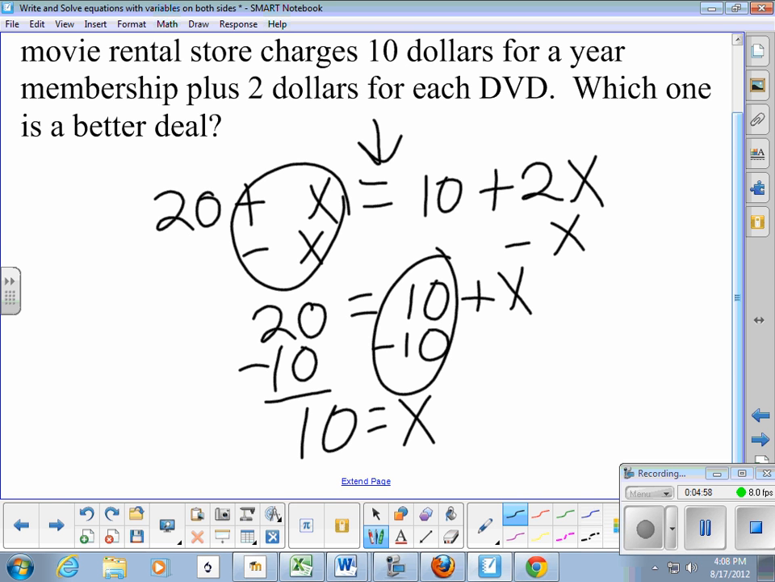If I rent more than that, I'm better off with the $20 plus $1 for each DVD. If I rent less than 10 DVDs, I would be better off with a $10 membership and paying $2 for each DVD.